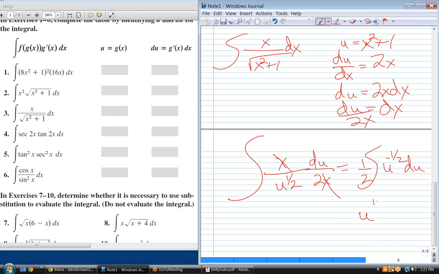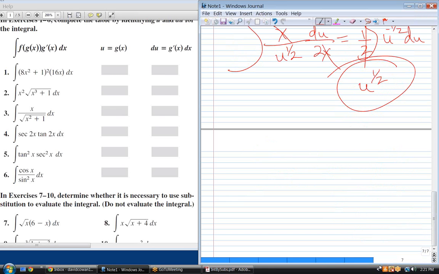When you add 1 to negative 1/2, it gets 1/2. And then divide by the new exponent, which is the same as multiplying by 2. I forgot that it was negative 1/2 when we moved it up. So that's our answer, because that 2 we multiply by gets rid of the 1/2.